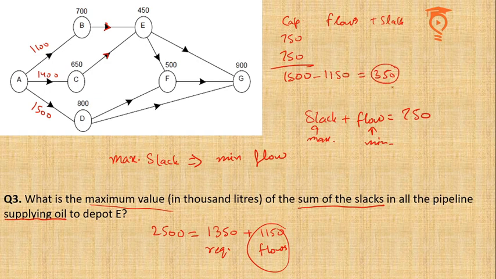Now this solution could be confusing to some people, so let me do it this way. Out of 1100, 700 is consumed and the remaining 400 is flowing here. Out of 1400, 650 is consumed and 750 is flowing here. So slack is 0 here and slack is 350 here. So even if you change these numbers from 1100 to say 1300 here and 1200 here, the sum of the slacks will still be 350. So I think the answer to this question is 350. This is the maximum slack you can manage by giving the minimum flow to these pipes.